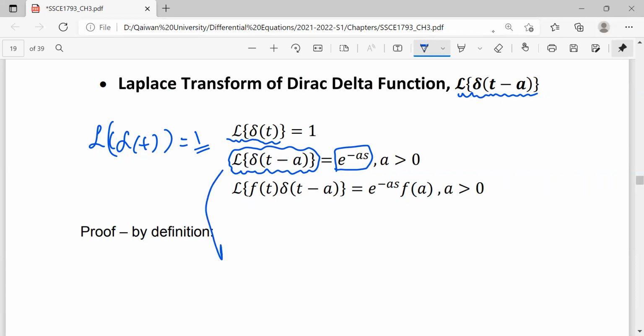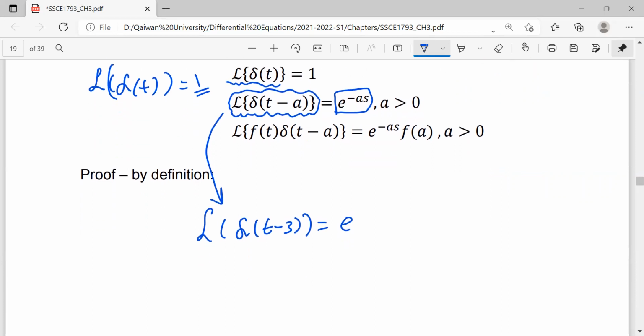Let's take an example here. The Laplace transform of, let's say, the Dirac-Delta function of t minus 3. This equals e to the power, here just determine a. What's a here? A is this number. A is 3. That's e to the power minus as. We just replace a by its value, which is 3.